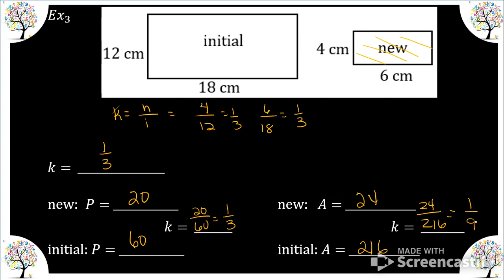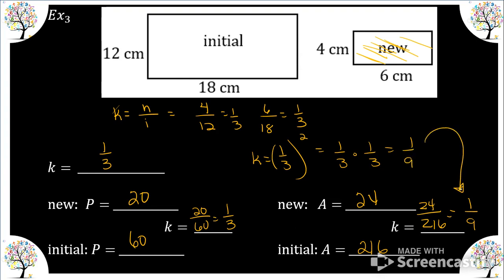And the reason we get 1/9 is because when we're talking about area, remember we're talking about 2 dimensions, we are squaring, so to speak. So if I take my scale factor of the linear dimensions, and I square it, we get 1/9, which is the value we would use for area when we're talking about scale factor.